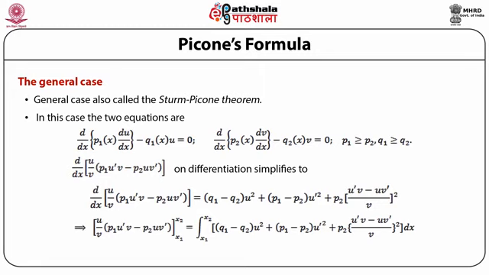In this case, the two equations are given by d/dx (p1(x) du/dx) - q1(x) u = 0 and d/dx (p2(x) dv/dx) - q2(x) v = 0, where p1 is greater than or equal to p2 and q1 is greater than or equal to q2. Let us evaluate the expression d/dx of [u/v multiplied by (p1 u' v - p2 u v')].